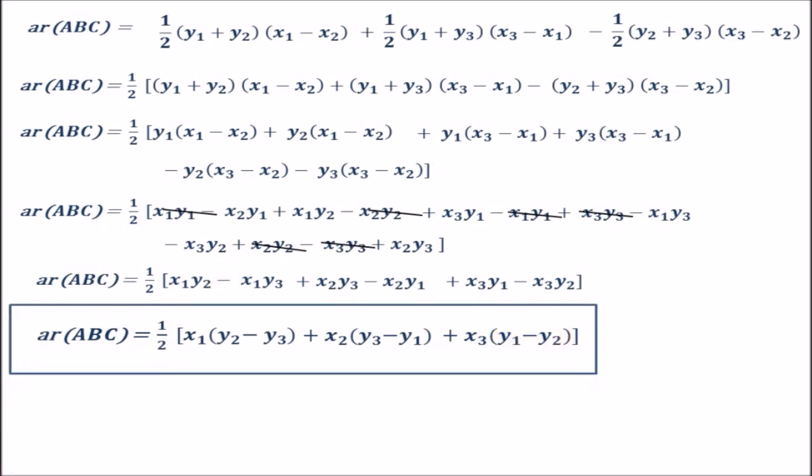The formula might look long, but it's quite simple. Area of triangle equals half, and inside the square bracket the x coordinates are getting multiplied with the difference of y coordinates. For x1 we are multiplying the difference of y2 and y3, plus with x2 we are multiplying the difference of y3 and y1, and plus with x3 we are multiplying the difference of y1 and y2. So this trick can be used to remember the formula better.